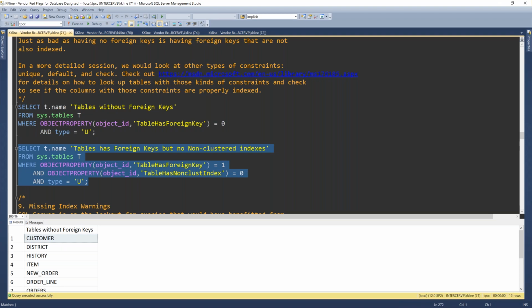But what we do see happen a lot is that they haven't created a non-clustered index on the foreign key.